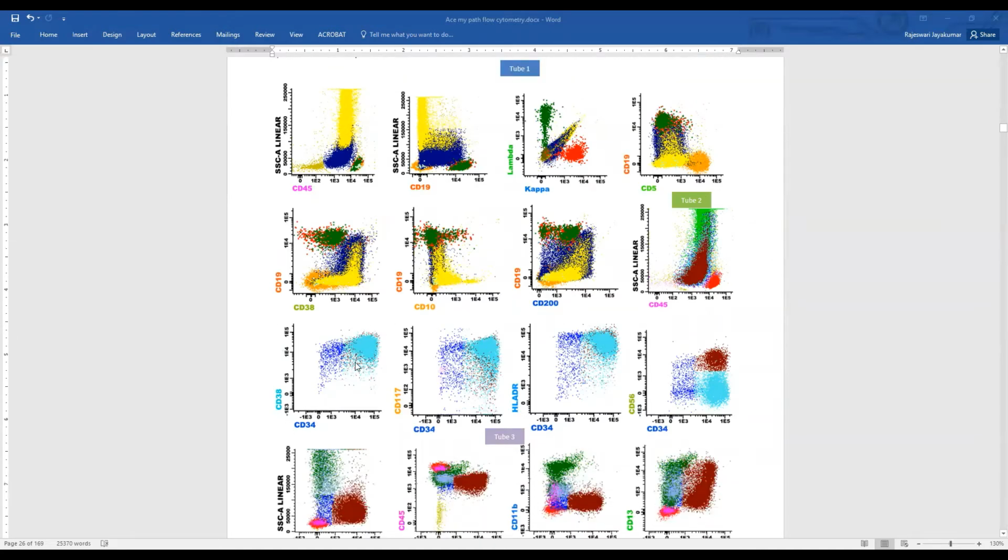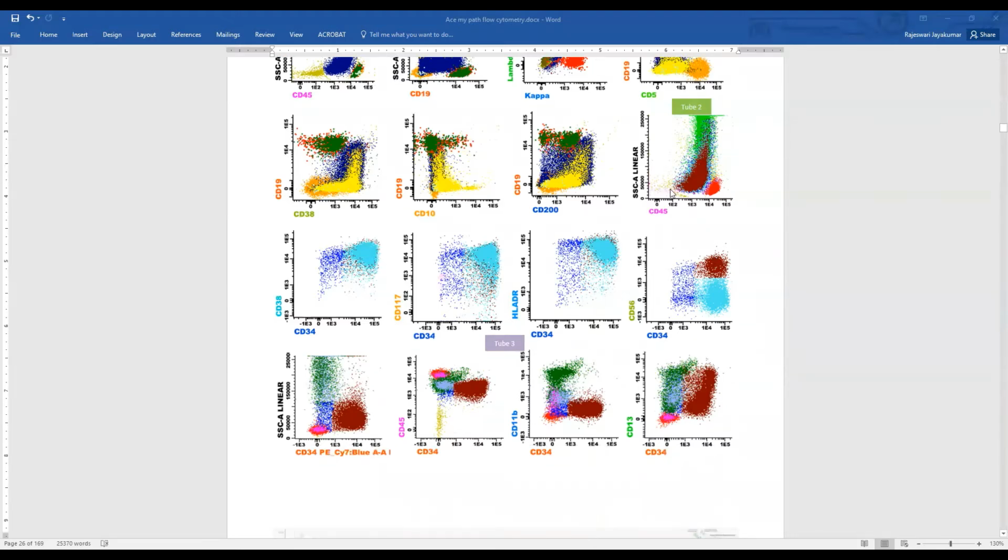The aqua population are the blasts that are positive for CD34. They are positive for CD38. They are positive for CD117. They are positive for HLA-DR. And a subset of the blasts are positive for CD56, and that subset is what is painted in maroon here. Our blasts do have a little higher side scatter.